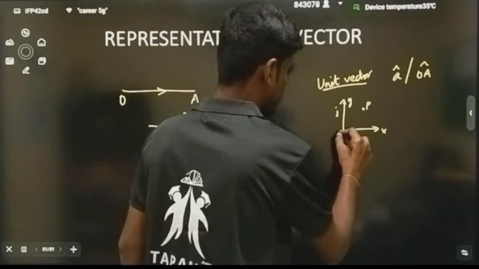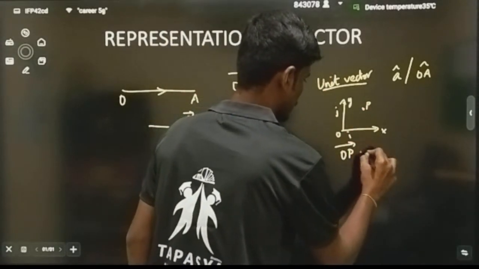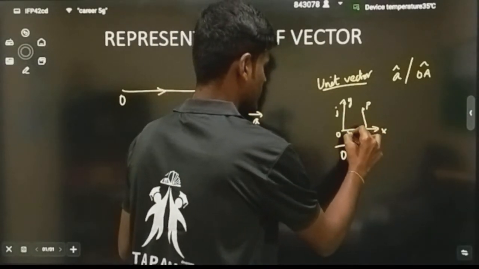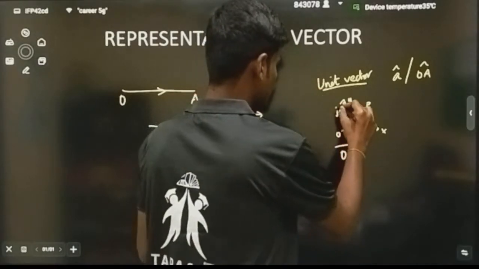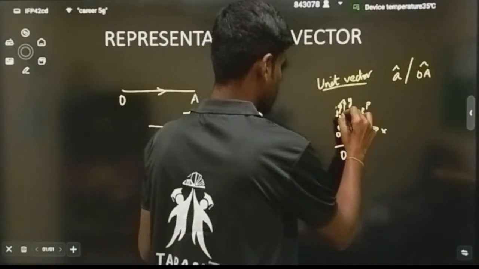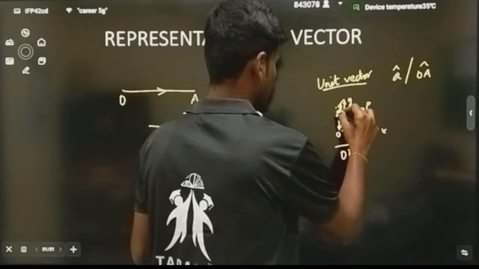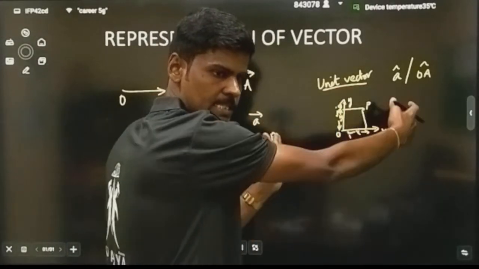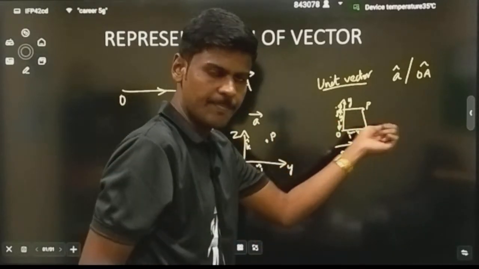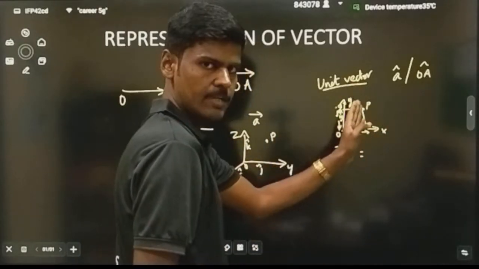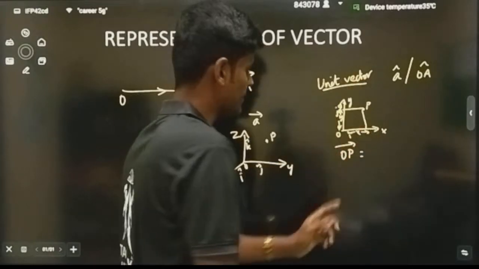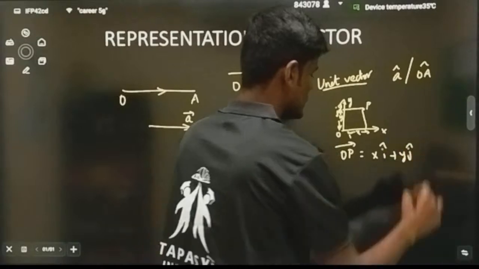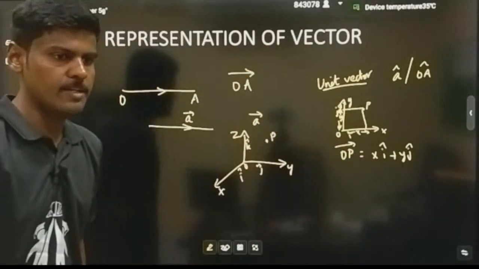Then how to represent point P with respect to O? Let's take this distance as some small x, and this distance as some small y, up to this. This is small y. Now this is given by magnitude x in the direction i cap, plus magnitude y in the direction j cap. This is generally denoted by x i cap plus y j cap. This is the representation of a vector in component form.